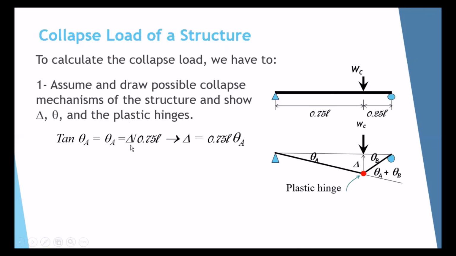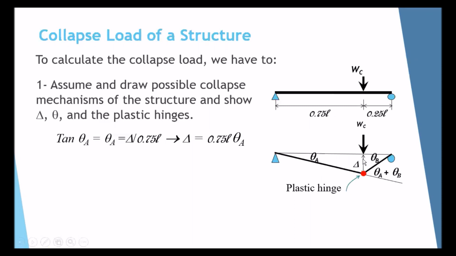Then from here, rearrange and get the delta. So the delta equals theta A times 0.75 L. So we got the delta using the theta. So the delta equals distance times theta. Okay, 0.75 L times theta A.